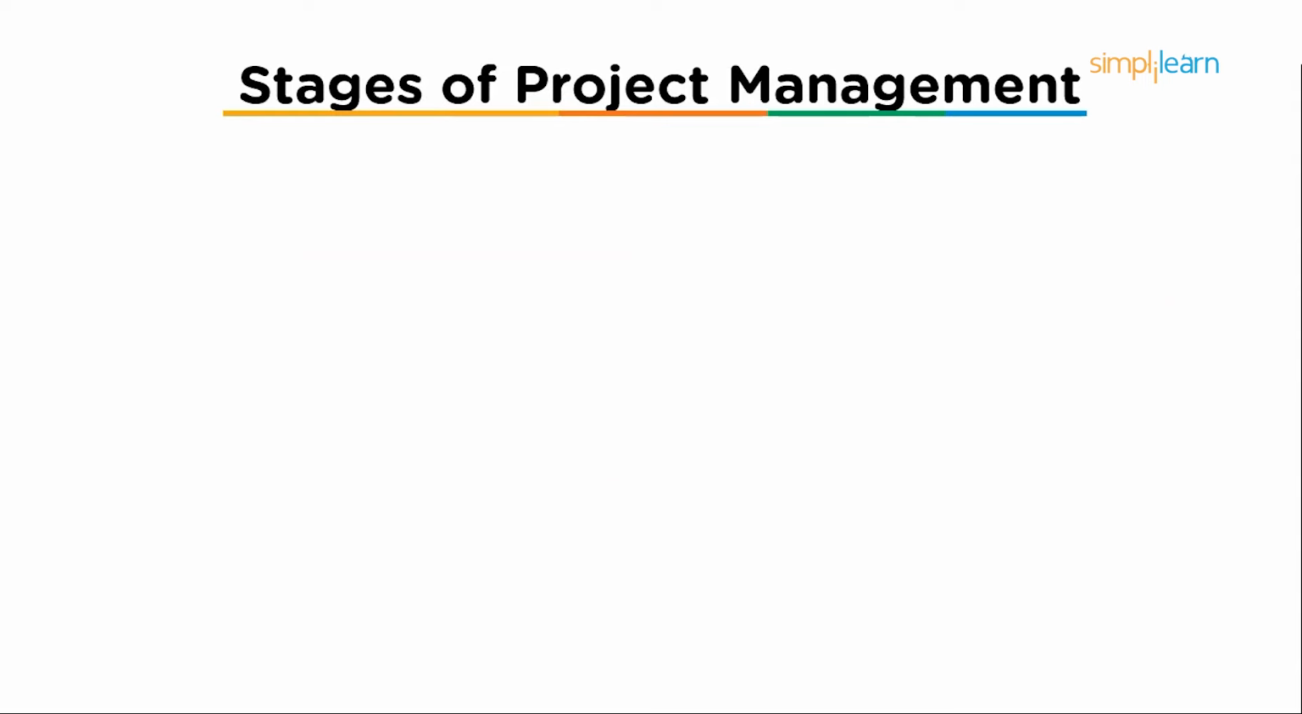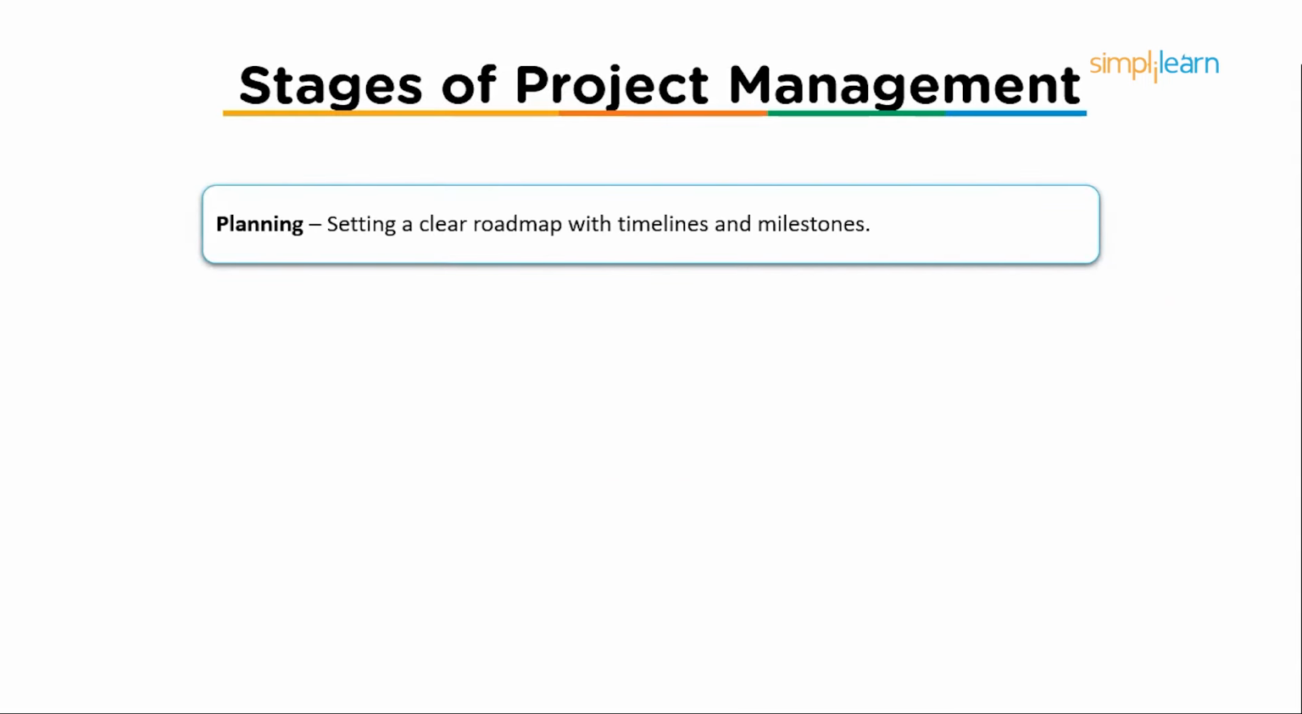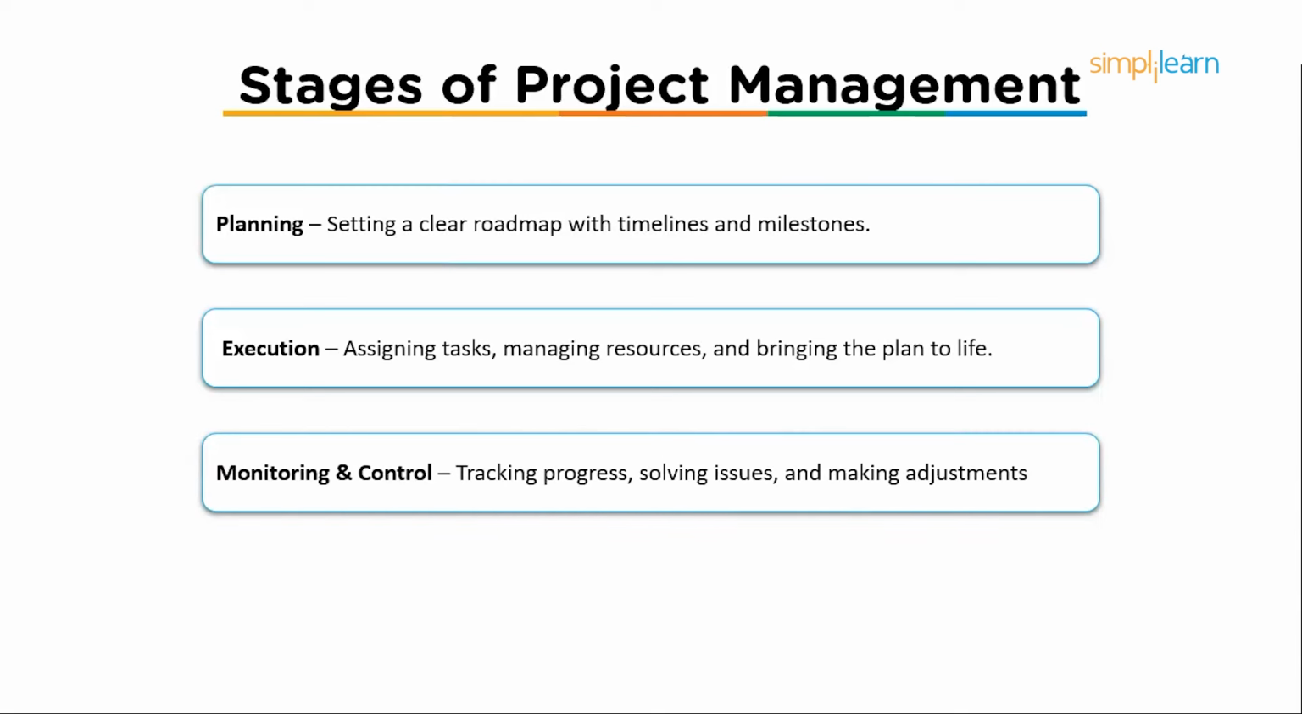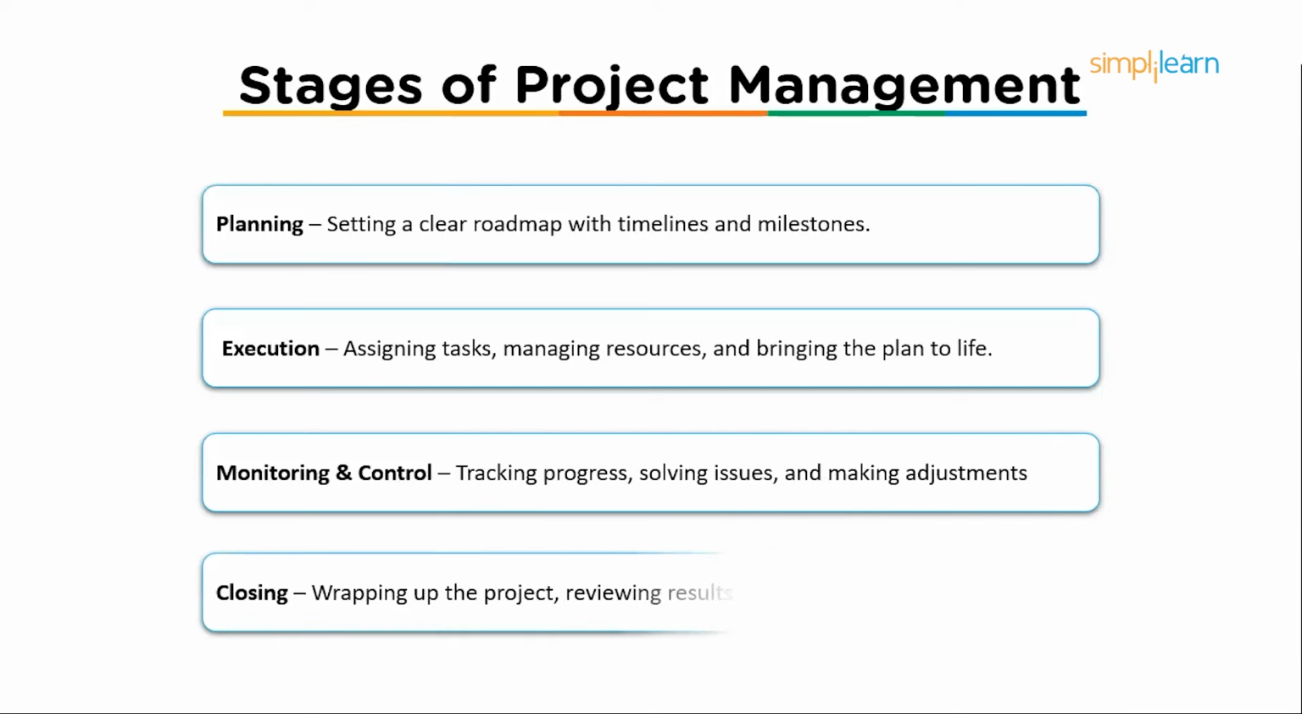So the first stage is planning. Planning refers to setting a clear roadmap with timelines and milestones. The second one is execution, like assigning tasks, managing resources, and bringing the plan to life. The third stage is monitoring and control: tracking progress, solving issues, and making adjustments. Now, moving on, we have closing, that is, wrapping up the project, reviewing results, and documenting the key learnings. With strong project management, chaos turns into success.